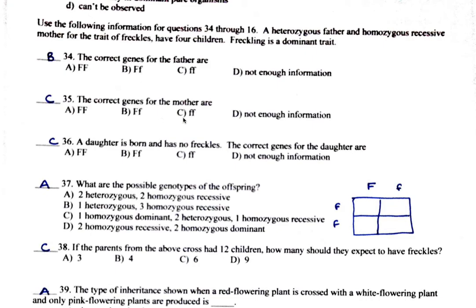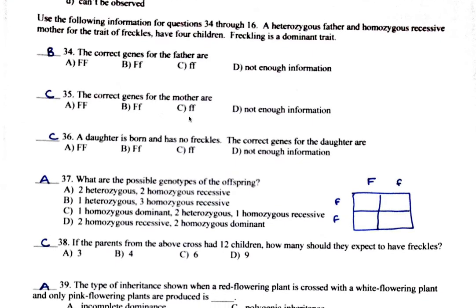Mother, since she's homozygous recessive, it would be little f, little f. The daughter, if she had no freckles, because freckles is dominant, she would have to be little f as well. Okay, I'm going to do a cross now.